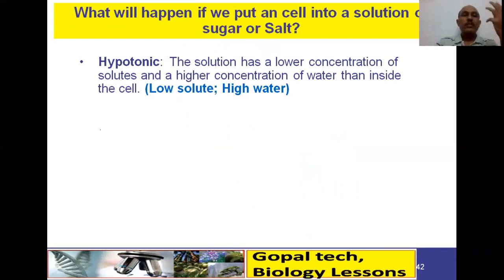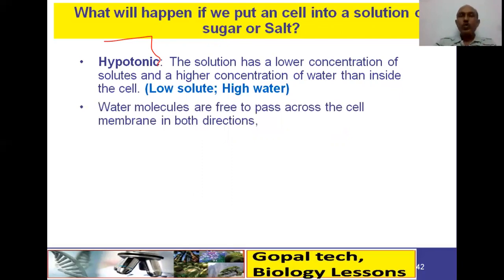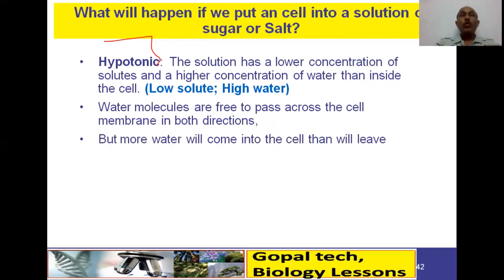According to that, there are three types of concentration. One is hypotonic. So what is hypotonic? Here you can see hypotonic. The solution has a lower concentration of solute and higher concentration of water than inside the cell, meaning low solute, high water, a dilute solution. Water molecules are free to pass across the cell membrane in both directions, but more water will move into the cell than will leave the cell.